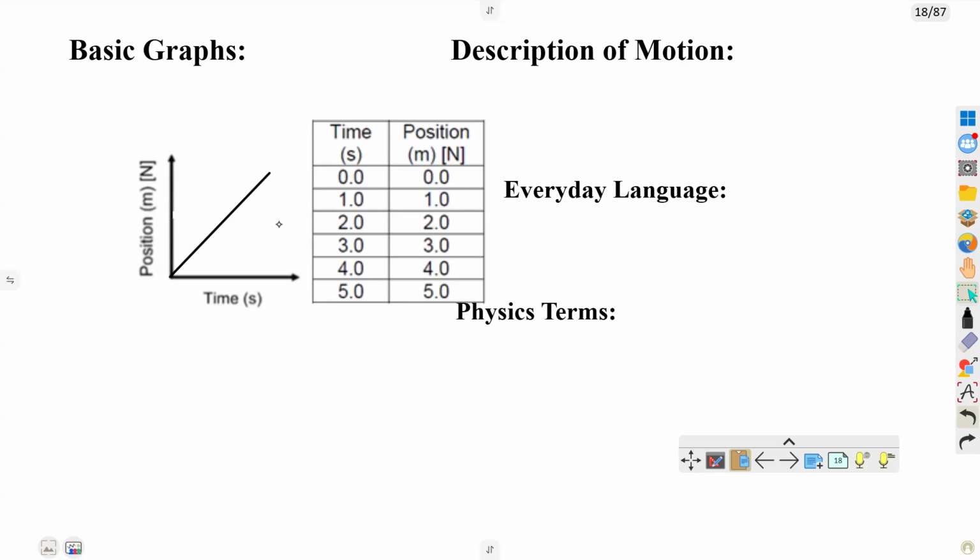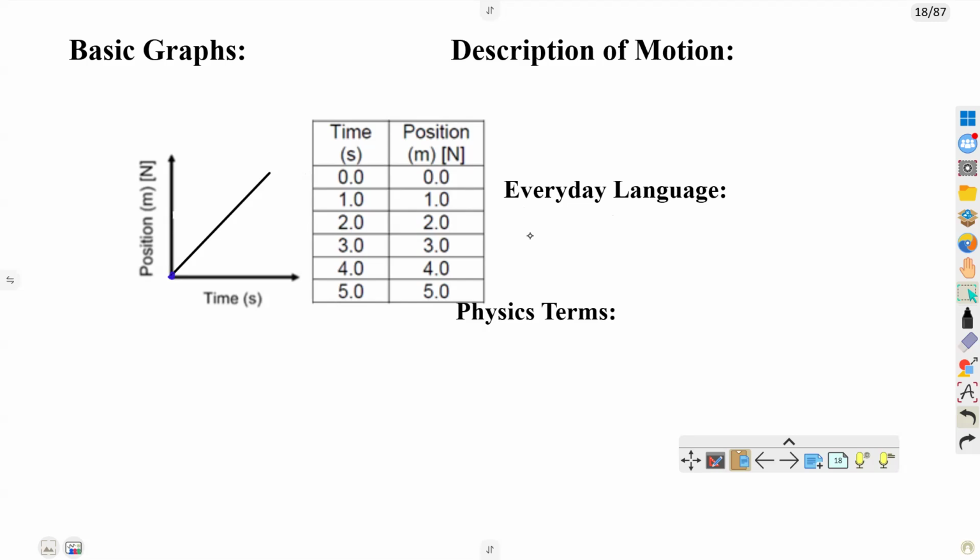In this case, what we're seeing is an object moving away from the reference point. Again, the reference point is always going to be here at 0, where the two axes intersect. And as we progress, every second we are increasing our distance by 1 meter north. So we're not changing direction. So we're going in a straight line. In this case, we're going north 1 meter for every second.